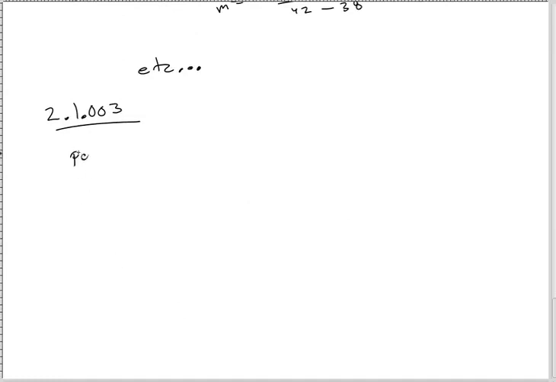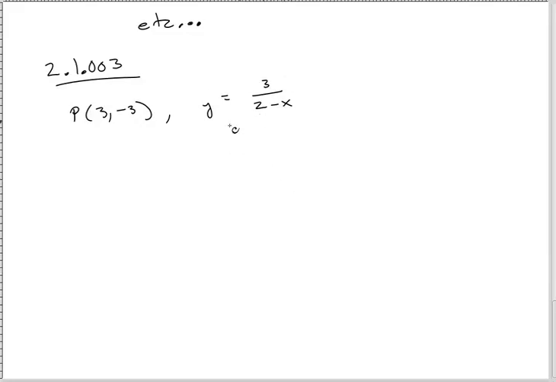Next question, 003. I've got a point at 3, negative 3. And then they give me this function, y is equal to 3 over 2 minus x. So I have a function and a point, and what they're wanting is: find the slope, part A, find the slope at x is equal to 2.9.